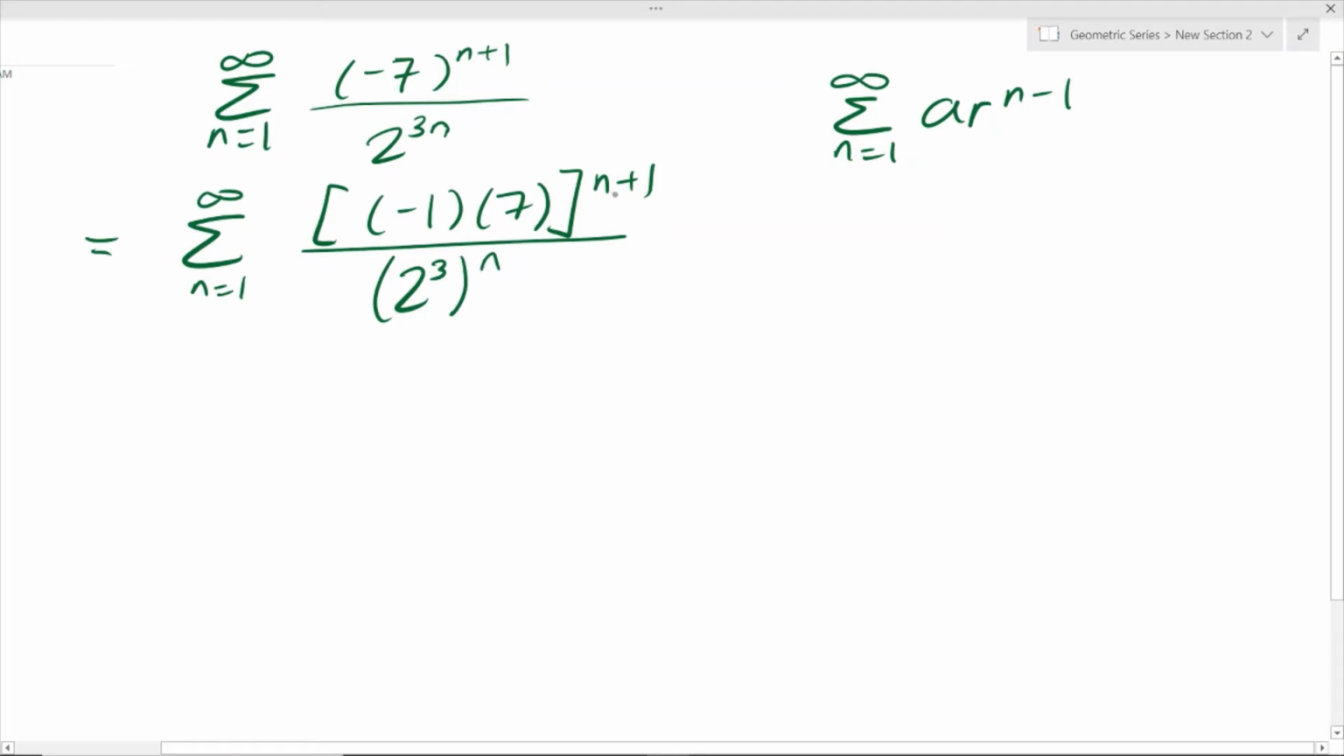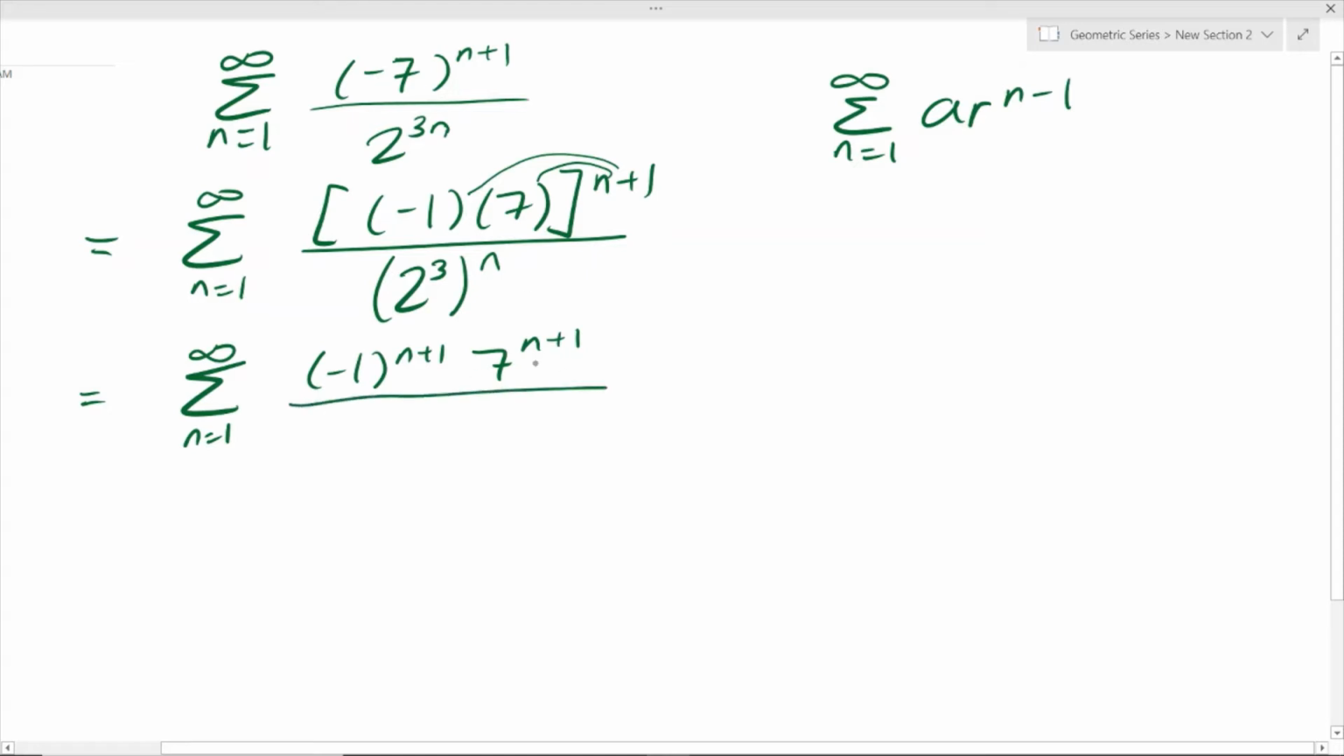So here we can see that we can distribute this n plus 1 into each one of these. So negative 1 is going to get n plus 1, 7 is going to get n plus 1, right? We're distributing this exponent to each one of these, right? The negative 1, by the way, came from this negative, so that's why we can write that. And then here it's 2 to the exponent of 3, which is going to be 8 to the exponent of n.